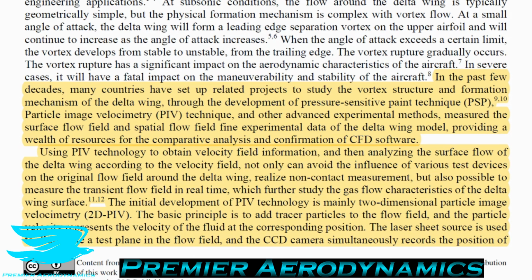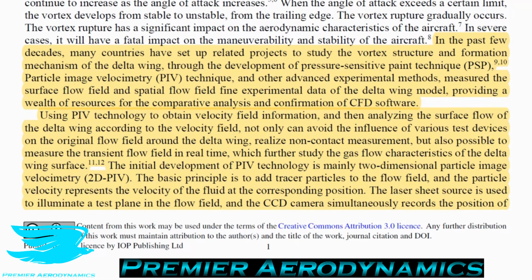So they're going on and saying particle image velocimetry and other advanced experimental methods measure the surface flow field and spatial flow field of the experimental data. And then that can be used to validate your CFD, because a lot of people want to use CFD these days. Pressure-sensitive paint, as useful as it is, only gets information on the surface of the object. PIV gets information in the wake.